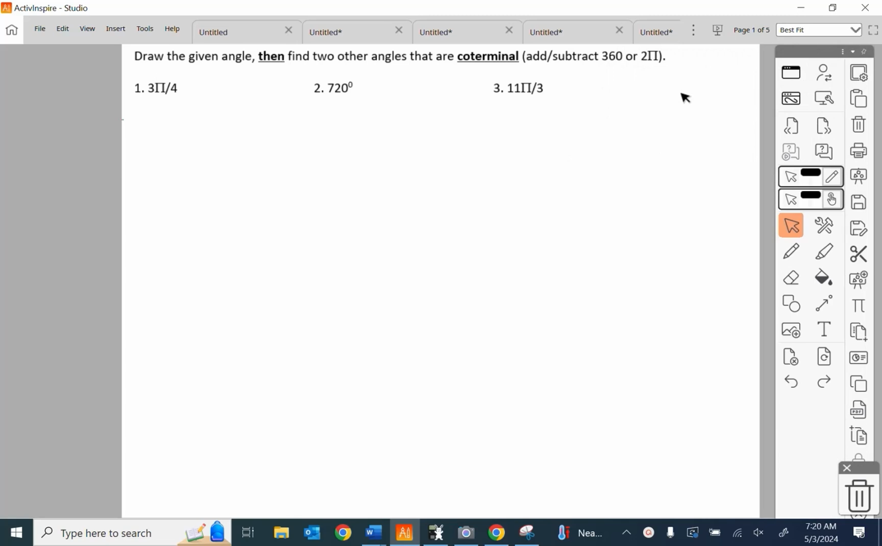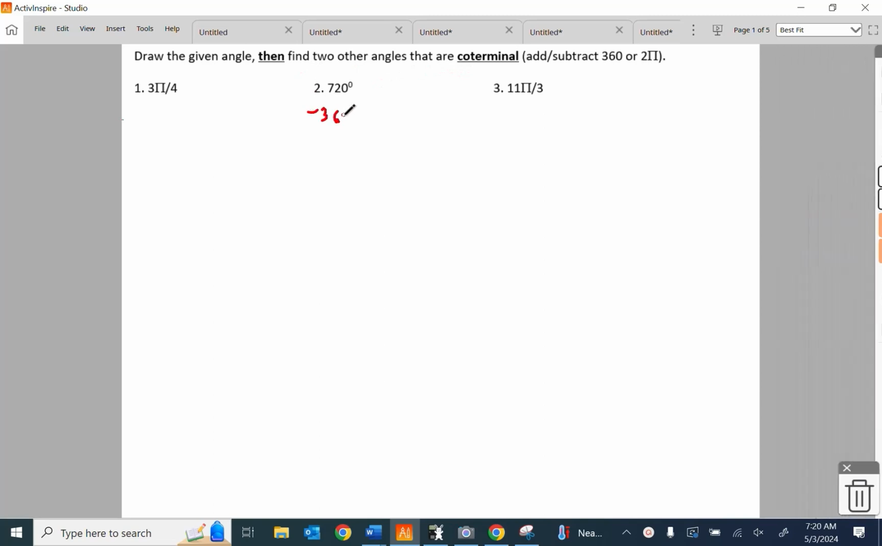Now, it says draw the given angle, then find two angles that are coterminal. I'm actually going to do that first. I'm going to take away 360, and that's going to be 360 degrees. So there's one. I'm going to take away 360 degrees again, and I'm going to get 0 degrees, and there's two. There's my two coterminal angles. And you can obviously see that.